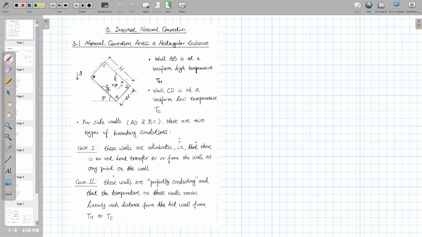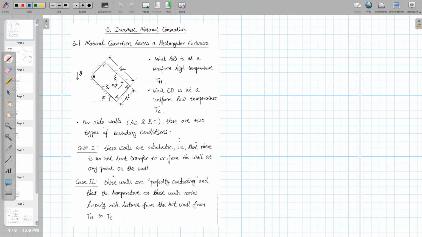H means high, H means hot, and the other wall, wall CD, is at a uniform low temperature TC. Basically TH is larger than TC. The fluid inside this enclosure is initially still, and the enclosure has an angle phi regarding the horizontal direction, and we have the gravity vector in the vertical direction.